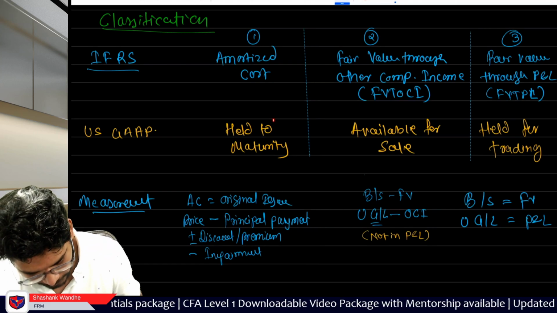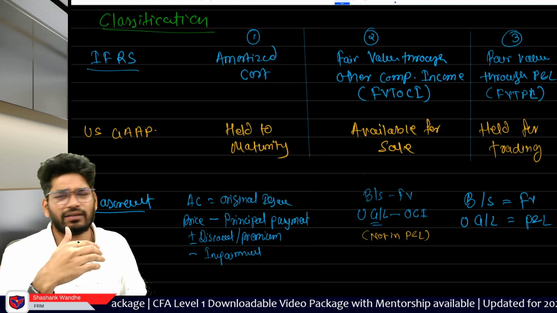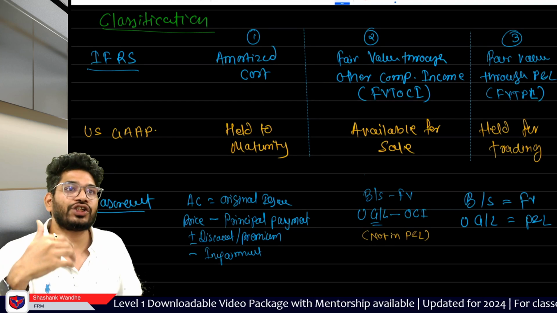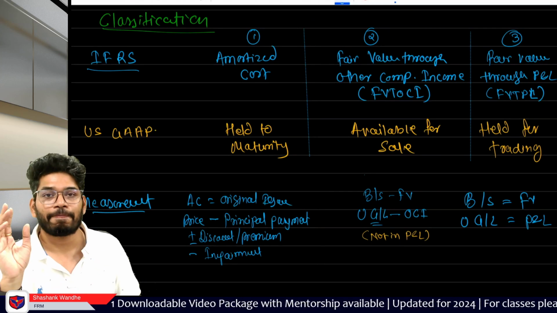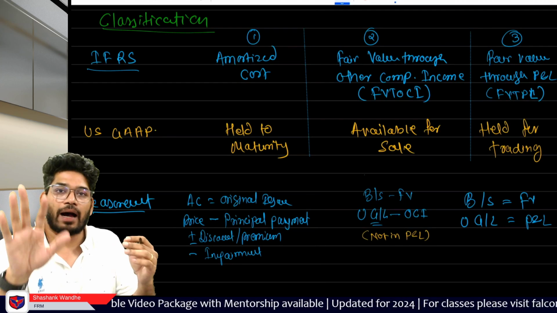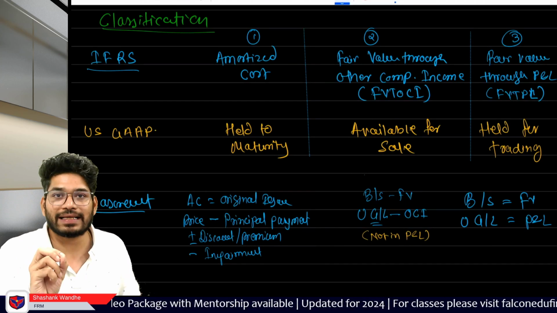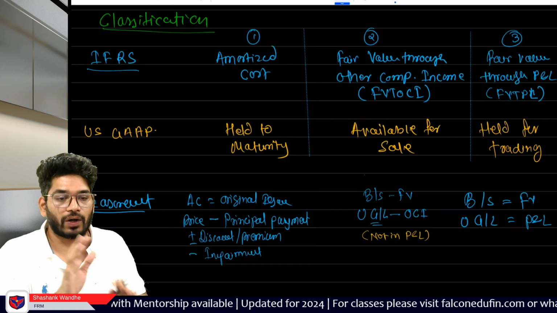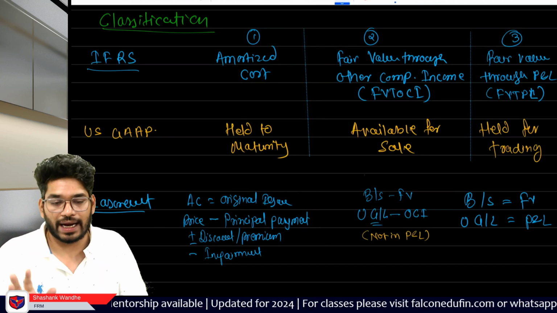First category is held to maturity. Easy to understand. The company is holding that particular security with the intention to hold it till maturity. Now remember, no one knows the intention of the company apart from the management of the company. So management decides whether the security is held to maturity, available for sale, or held for trading. This is what the company has to decide.